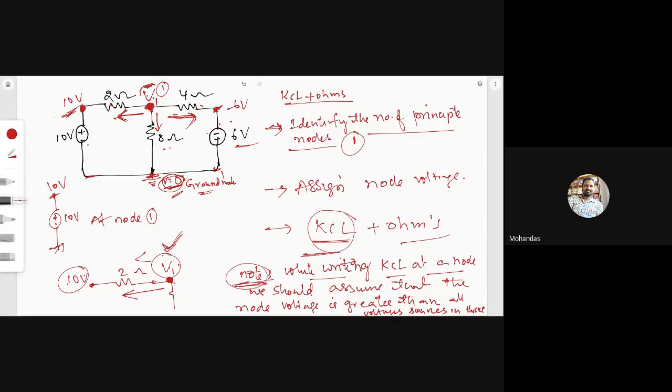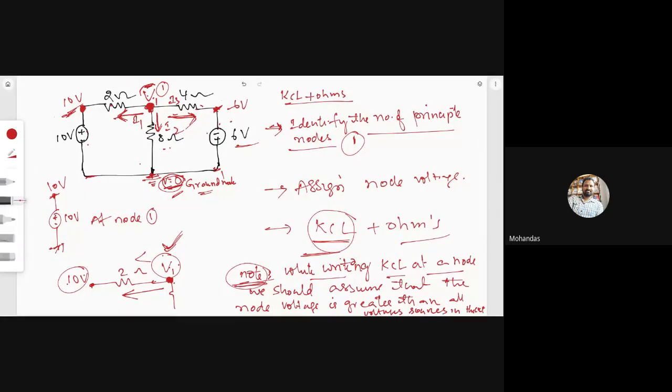I hope everybody is following. That means all the currents are going to be leaving, because we are assuming that this V1 is greater than all voltages which are present in the circuit. That is our assumption. Then only you can write the KCL equations. So let me take this is I1 current, this is I2 current, 8 ohm, and this is I3 current. All are leaving currents.